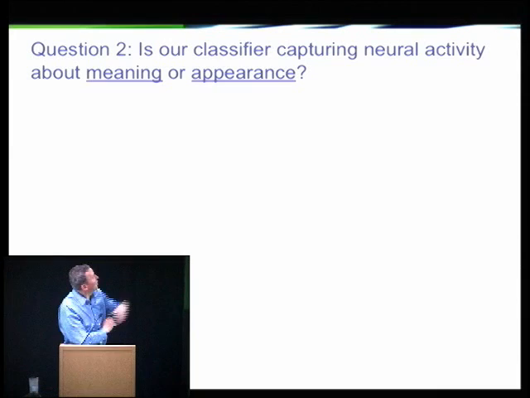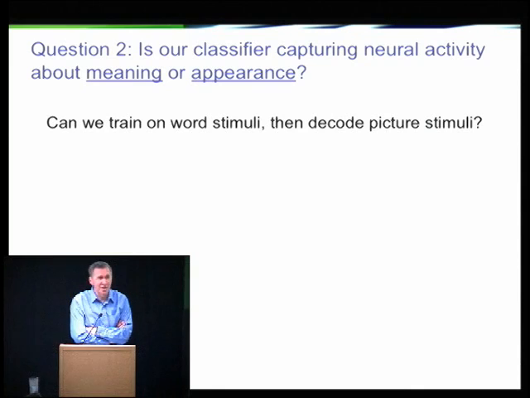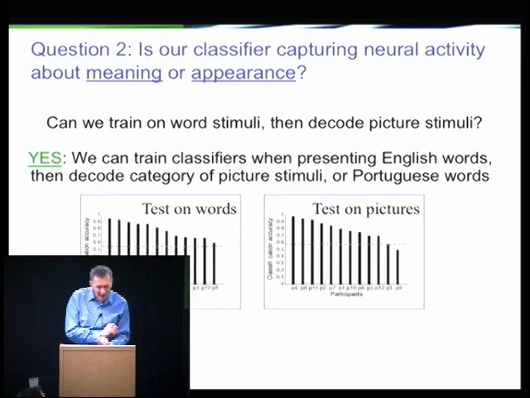So question number two is, how can we tell which of those is happening? And again, we turn it into a machine learning question. One way to answer that is, can we train a classifier on fMRI activity when you look at words and then use that classifier to decode fMRI activity when you're now looking at pictures? If it can do that successfully, it can't possibly be an H detector, because there is no H in the picture of a hammer. Okay. So we tried that, and yes, you can do that, and it works actually quite well.